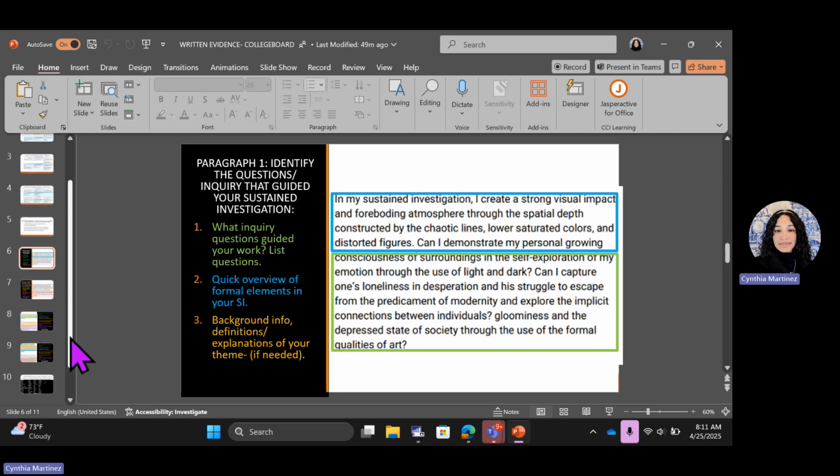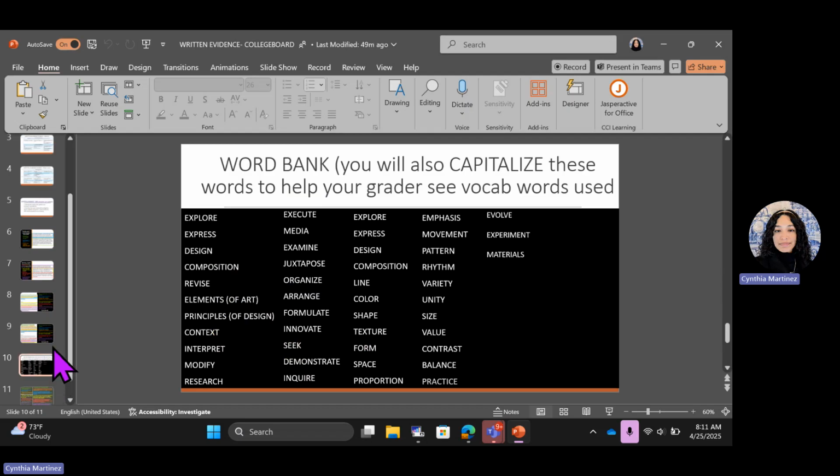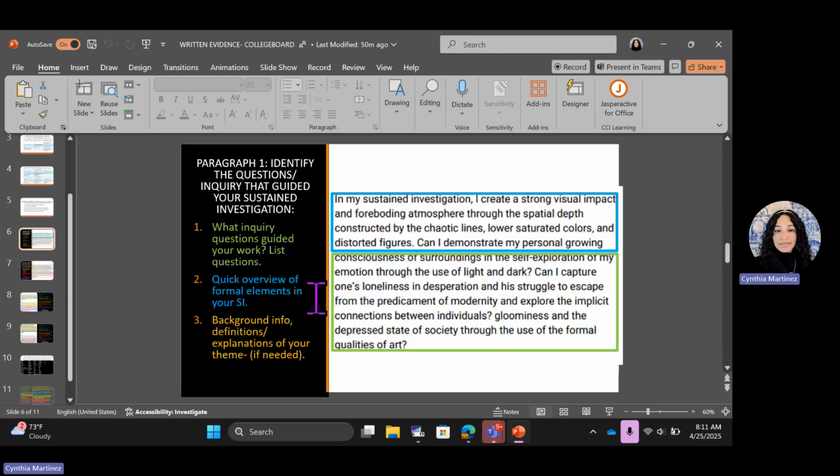The formal elements are the elements in your word bank, like line, color, shape, texture, form, space. You can also talk about the principles of design. You can mention proportion, emphasis, movement, pattern, rhythm, variety, unity, contrast, balance, etc. You can definitely mention those things for the second part of the first paragraph.